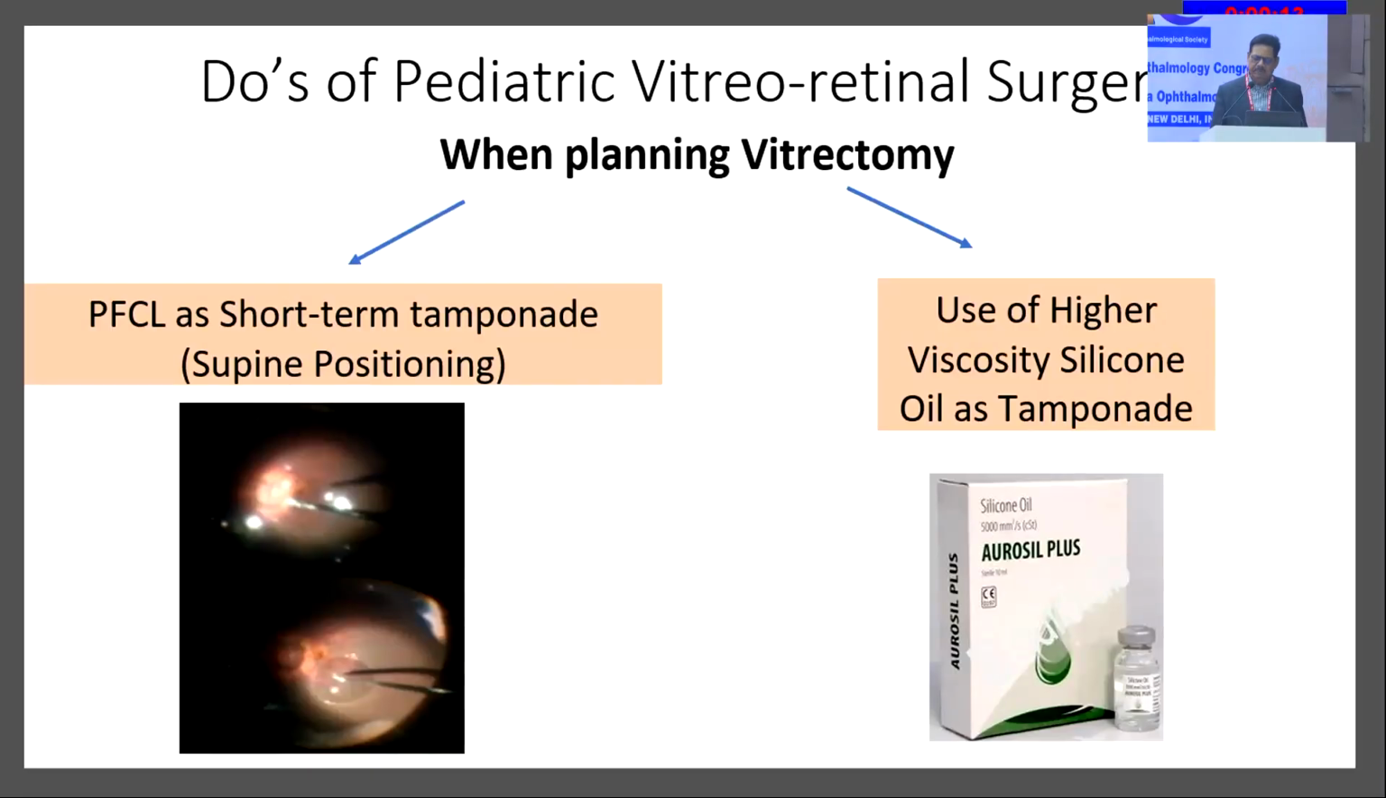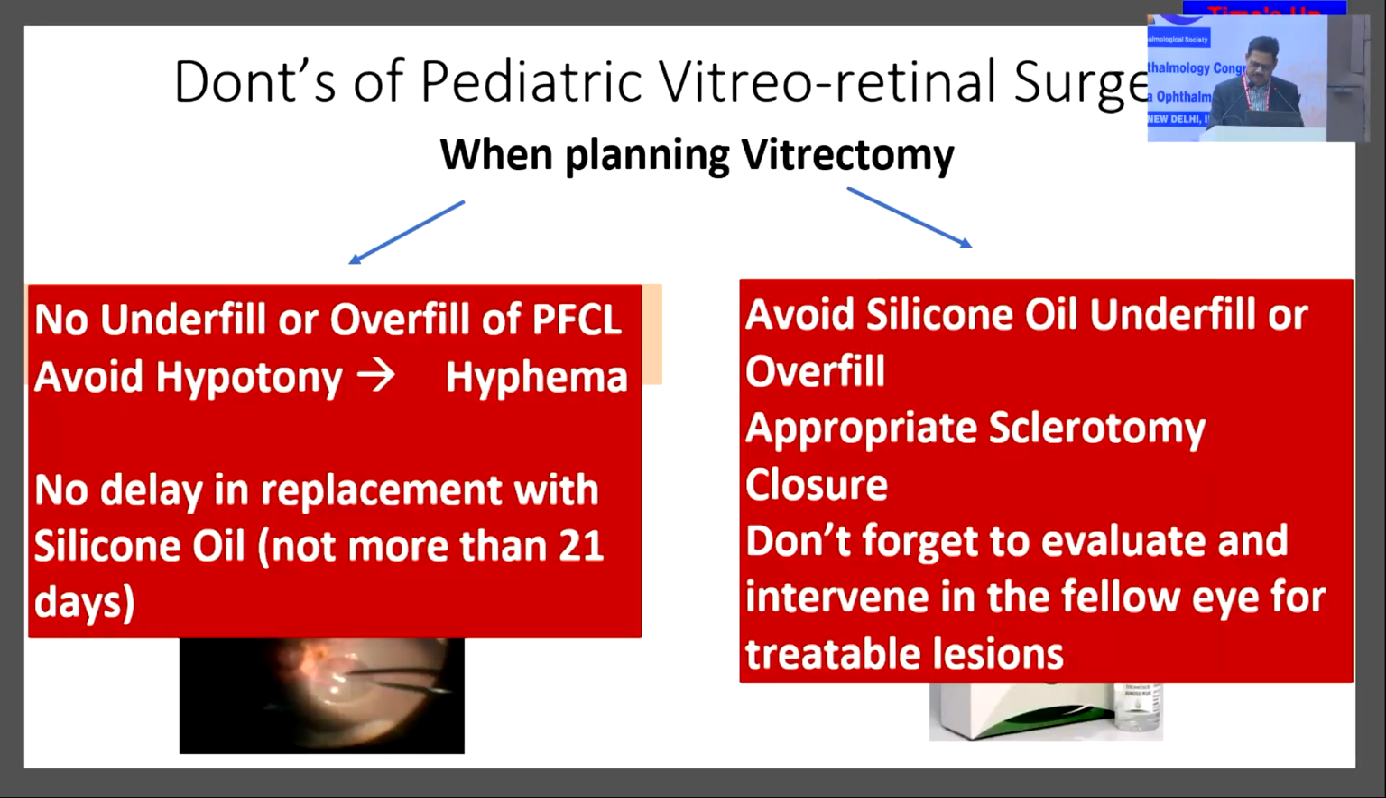And some people are using higher viscosity silicone oil as tamponade, and at times it does work. I have used higher viscosity silicone oil, but I do not know, it doesn't make much difference. And so far as I know, it's not very much in use now. Earlier, when it had come, it made a big noise. But later, we realized that it doesn't work much.